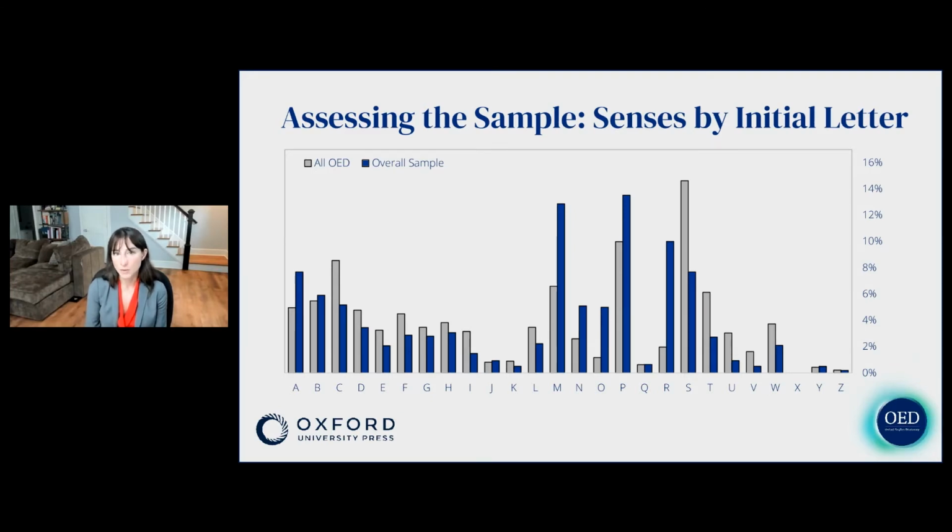Differences were bound to exist because obviously the revision of the OED is not complete yet. And so there are some letters that have been revised much more so than others. Particularly, the revision began at M and moved M through R. And so the overall sample added many, many new senses to M through R, whereas after that point, revision proceeded in a non-sequential way. And so it makes sense then that you see those blue bars are particularly higher between M and R.